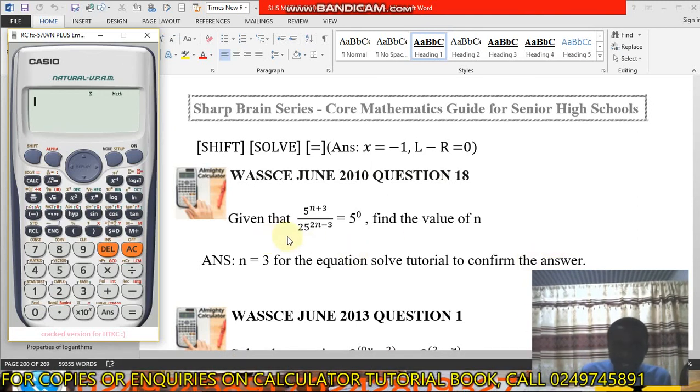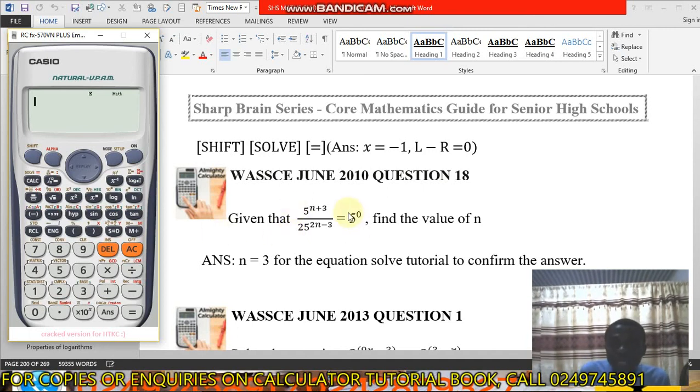Okay. So, given that 5 raised to the power n plus 3, all divided by 25 raised to the power 2n minus 3, is equal to 5 raised to the power 0. Now, I told you initially that whenever you are dealing with an equation involving indices, when you are entering the equation on a calculator, if the question doesn't use x as the unknown variable, you should use x to replace any other variable that was used. Else, you are going to get an error that we refer to as variable error.